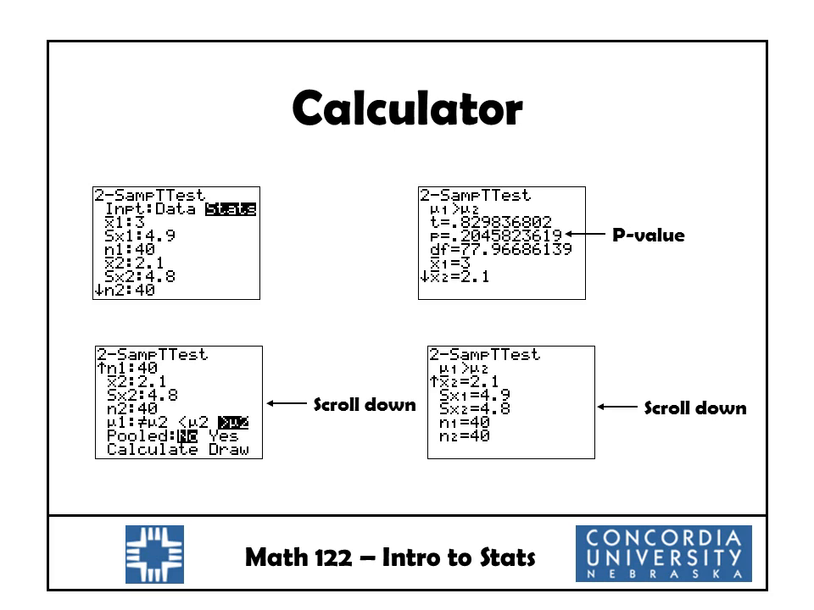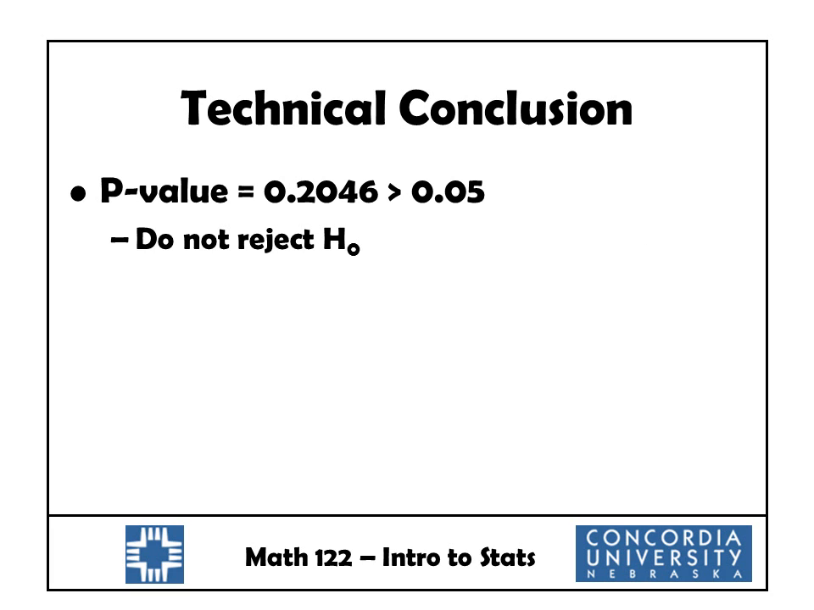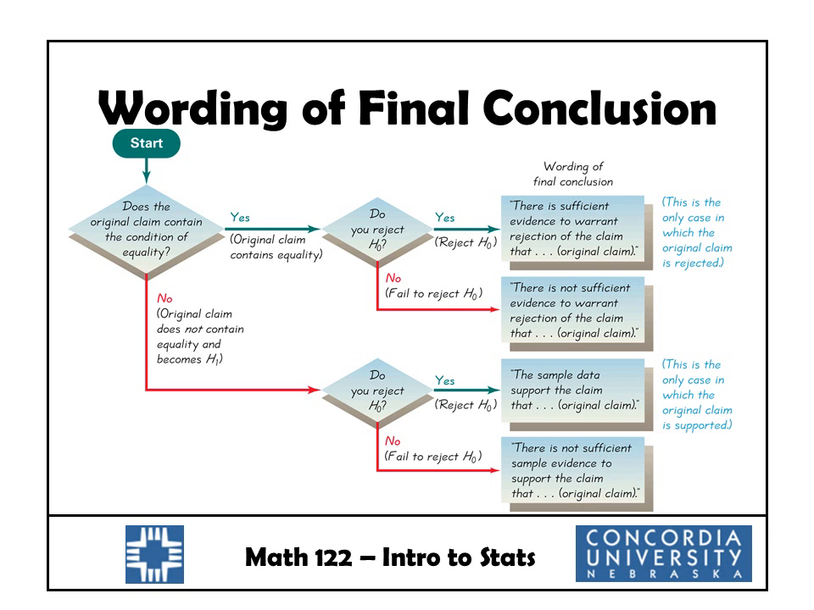Again, the important thing there is the p-value, 0.204. And now we come to our technical conclusion the same way. That's greater than 0.05, which is alpha, so we do not reject the null hypothesis. Word the final conclusion the same way. The original claim does not contain equality because it's mu1 is greater than mu2. Do you reject it? No, we do not.